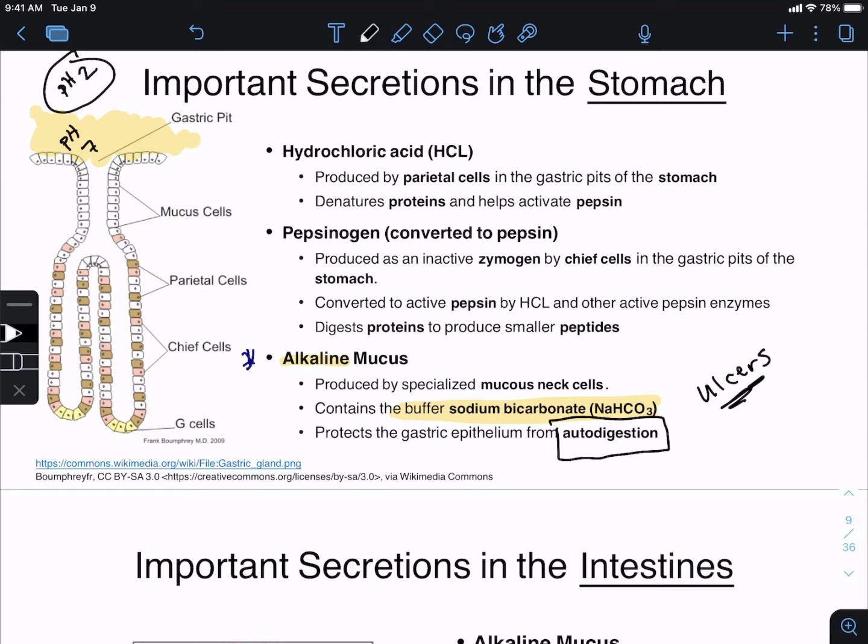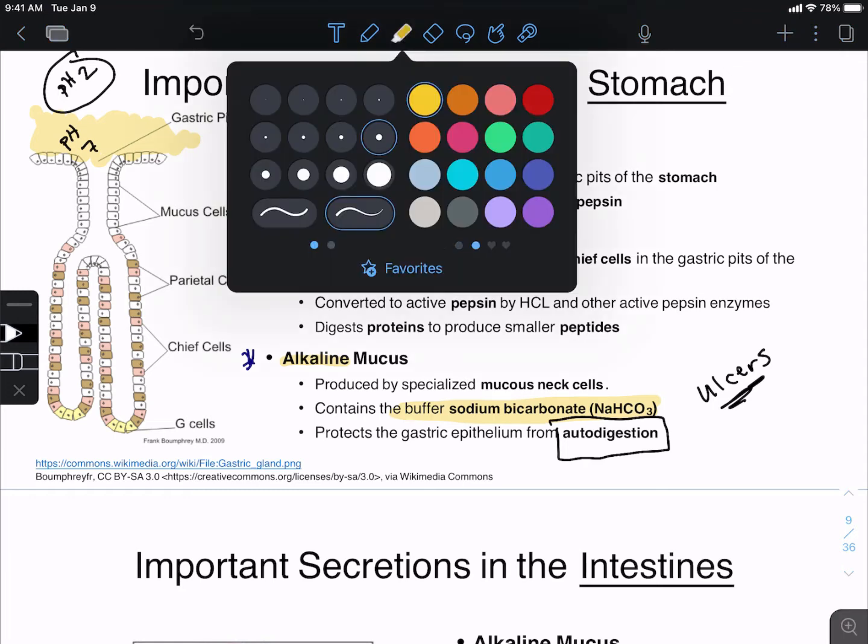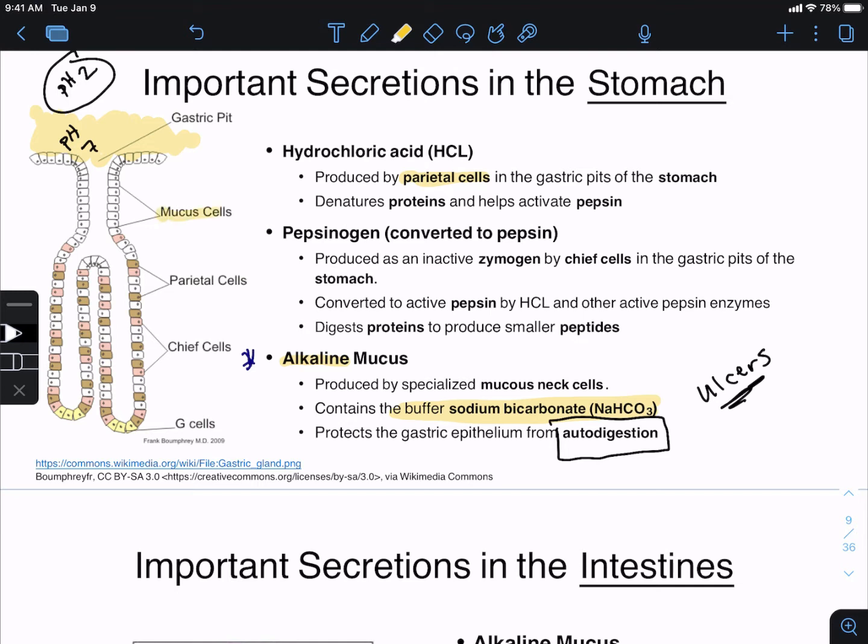In addition to the alkaline mucus, we have to have something that's going to bring our pH to 2, and we do in fact, and that is hydrochloric acid, produced in the digestive system by cells called parietal cells. These parietal cells are located in what is known as gastric pits. If you look over here on the left, you can see a diagram of the gastric pit. The mucus secreting cells are located up here. These are the mucus neck cells.